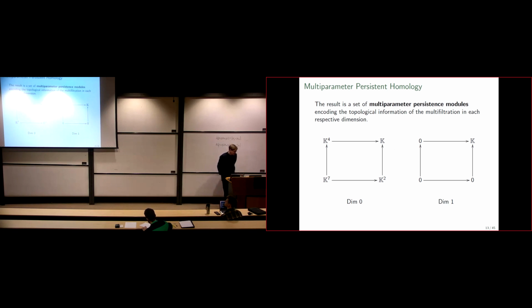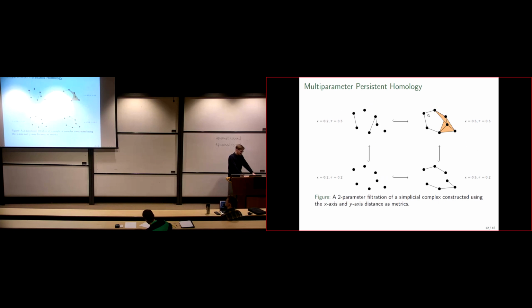All right. Now for the first homological dimension, it counts the number of cycles in the simplicial complex. And we have no cycles until the last filtration value. There we had one cycle, this cycle here.